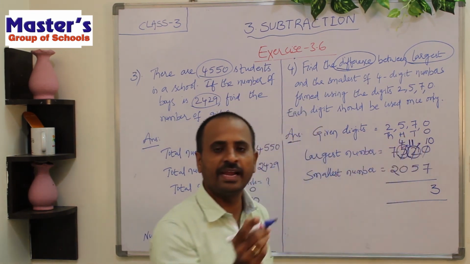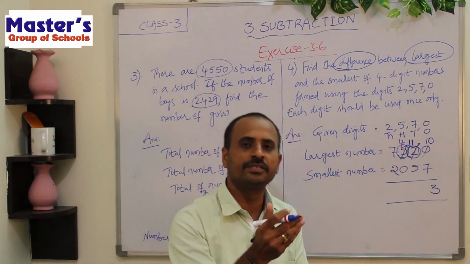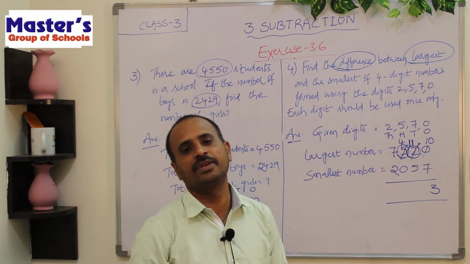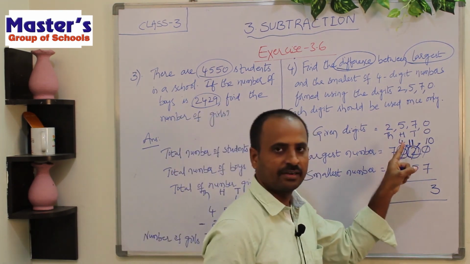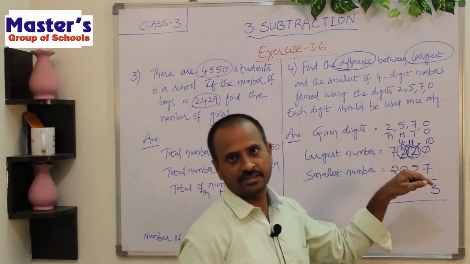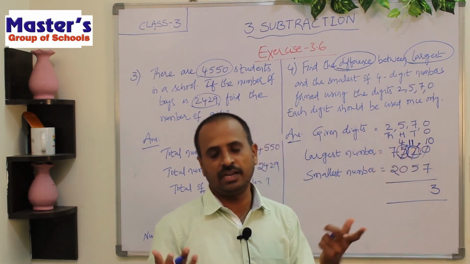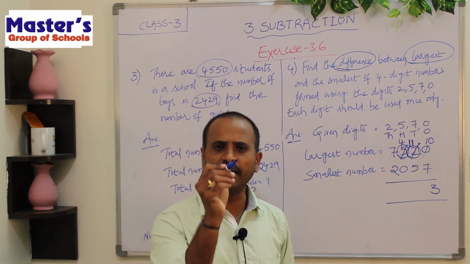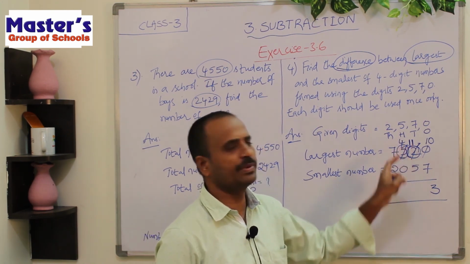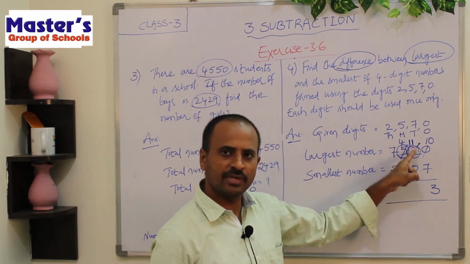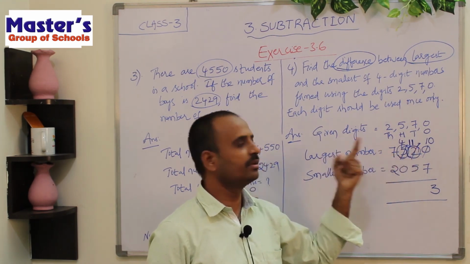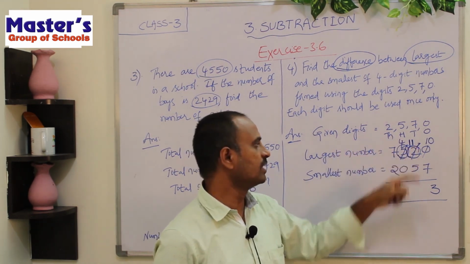So simply write 1 before the digit already present in the place. There is already 1 ten, and if we add 10 tens, the total becomes 11 tens. So simply write 1 before the digit already present. The digit already present is 1. Simply write 1 before it. That becomes 11 tens. Now do the subtraction.